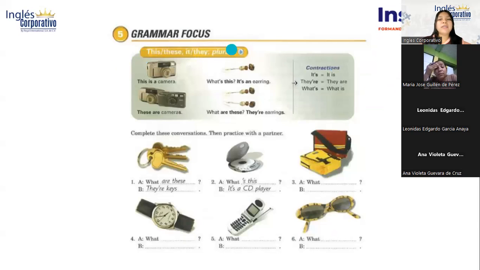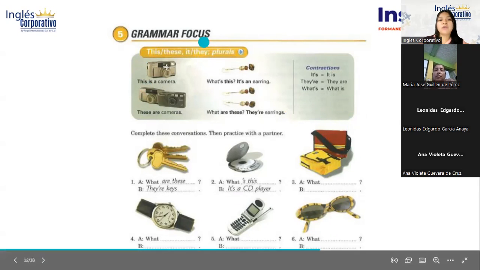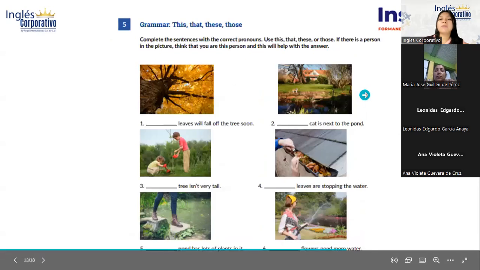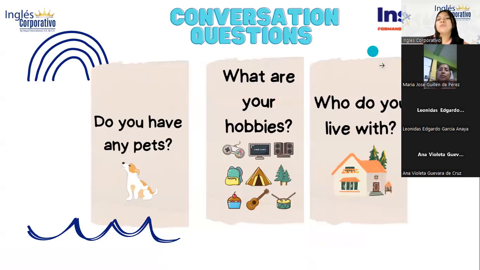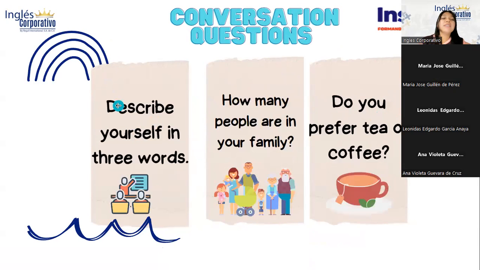So now let's see. Okay. Let's do something. Vamos a hacer algo. Todavía tenemos que cubrir gramática, pero también quiero que practiquemos esas preguntas. ¿Tienes alguna mascota? Do you have any pet? ¿Cuáles son tus hobbies? What are your hobbies? ¿Con quién vives? Who do you live with? Y luego, describe yourself in three words.